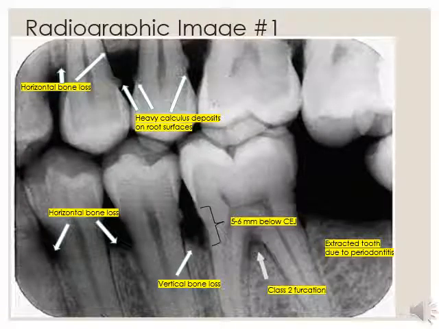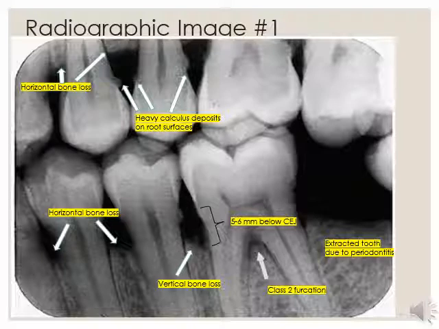This is one of her radiographs. I like this one because it shows a little bit of everything. So as you can see on the top left corner of the picture, you can see some horizontal bone loss. Also in that area, you can see some heavy calculus deposits on the root surfaces.